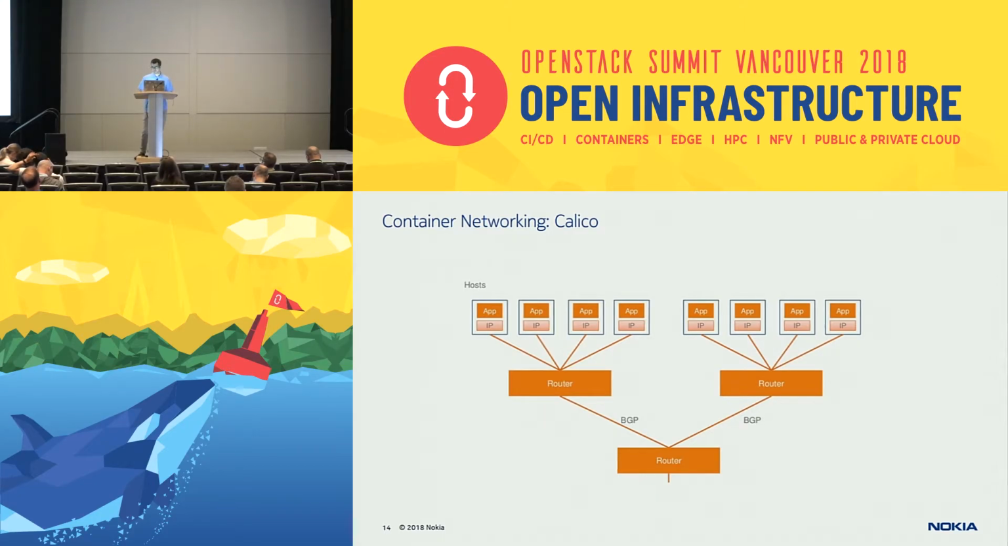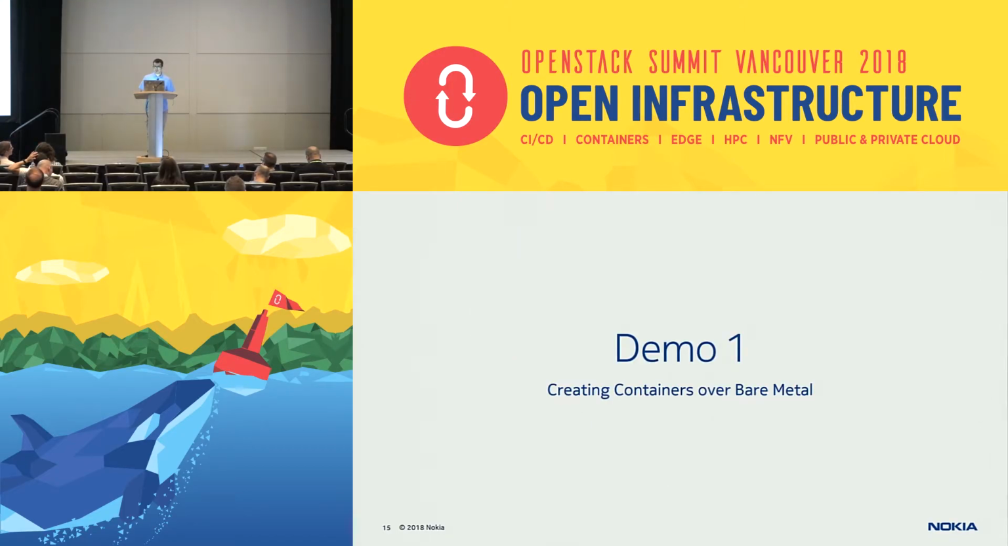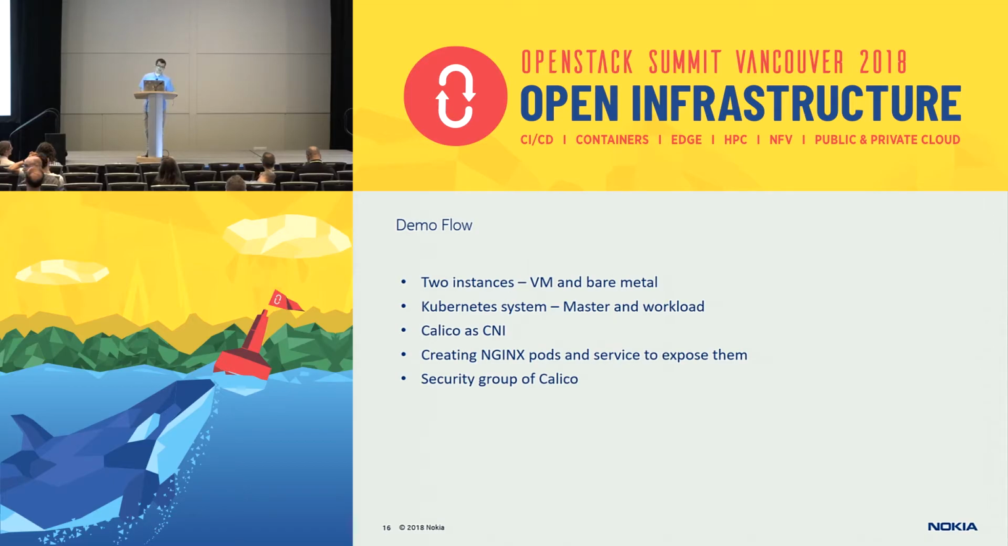Okay, so for me, it's very easy to deploy Calico networking. I'm going to show the demo. The demo is about creating a container over bare metal. The demo flow is that we have two instances. One of them is a virtual machine, and the second is a bare metal.